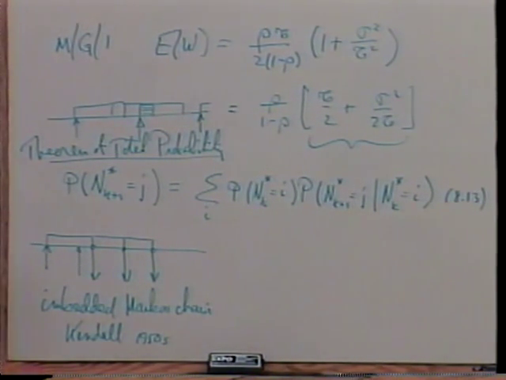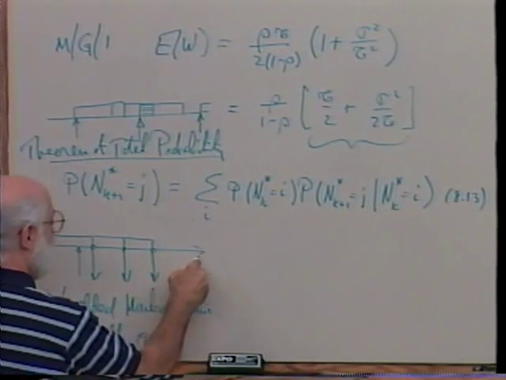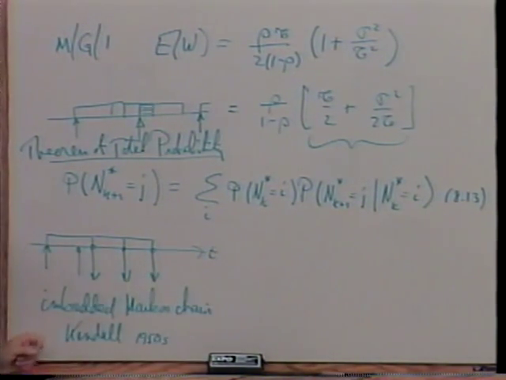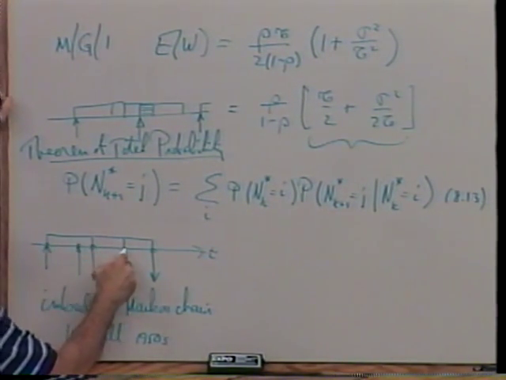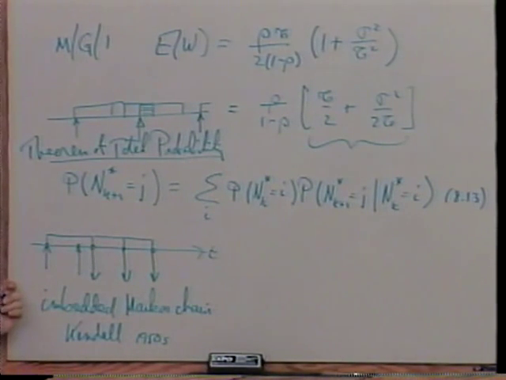in queuing theory. Now, embedded means that there's a continuum of points here. This is time. And embedded means that the points are stuck in. That's what the word embedded means. They're stuck in this continuum.